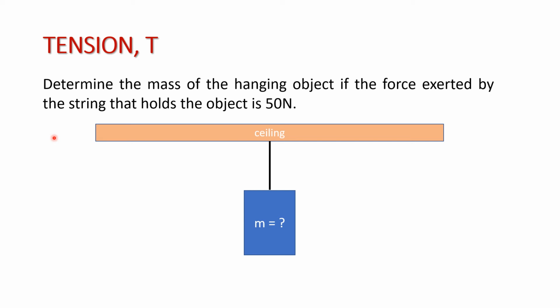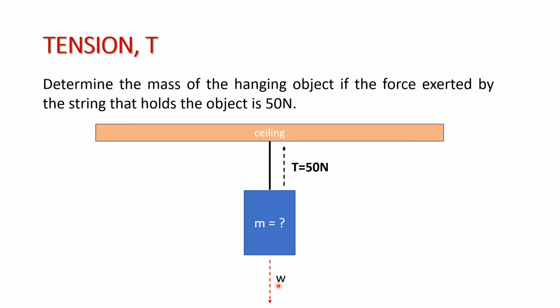Another problem: determine the mass of the hanging object if the force exerted by the string that holds the object is 50 newtons. So we have the object with a known mass, and this is our string that holds the object. The tension force, or the force exerted by the string to hold the object, is 50 newtons.